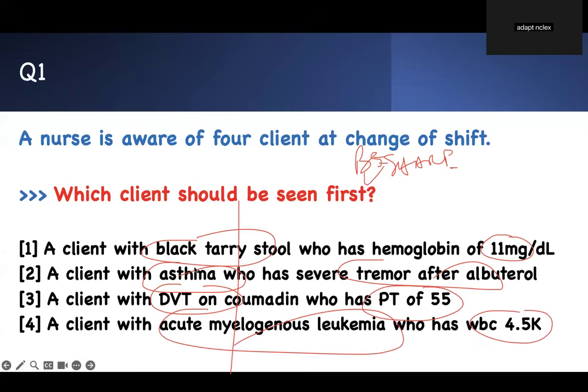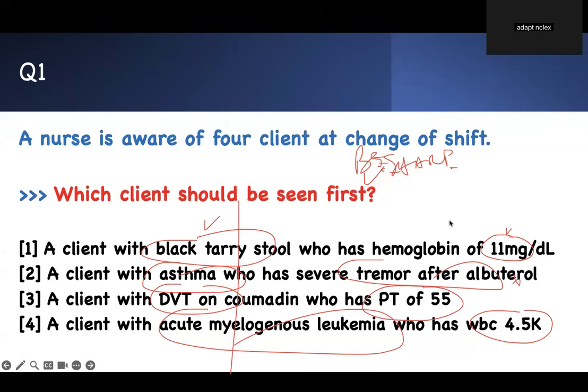Do you see any breathing issue? Asthma, you say it's a breathing issue. But we give the patient albuterol and the patient has tremor. Unexpected finding, but you've got to be sharp. Do you see an electrolyte issue? I don't see that. Do you see shock or sepsis? Maybe. A patient who is bleeding with a hemoglobin of 11 is not dying, right? Black tarry stool is bleeding with a hemoglobin of 11. Do you see any hypothermia, hypoglycemia? No. Do you see an airway issue? The asthma patient is not having an airway issue, it's just tremor after albuterol, right? There's no neurological issue.